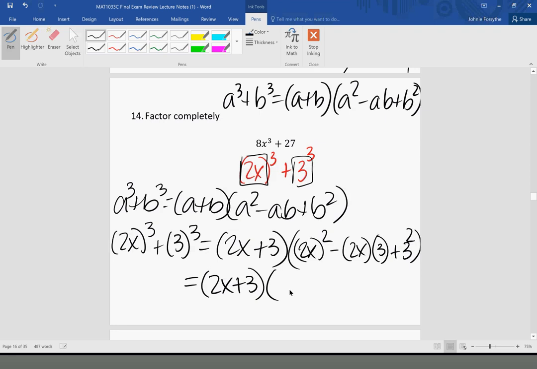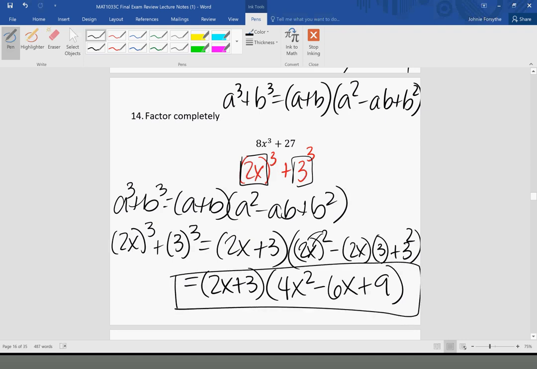2x plus 3 times 2x squared. That's going to be 2 squared, which is 4, and then x squared, minus 2x times 3 is 6x, and then plus 3 squared, which is 9. So this is going to give us our final answer here. 2x plus 3 times 4x squared minus 6x plus 9.